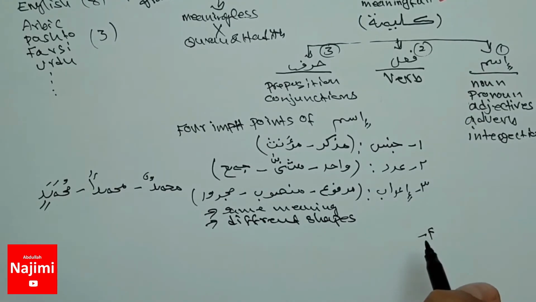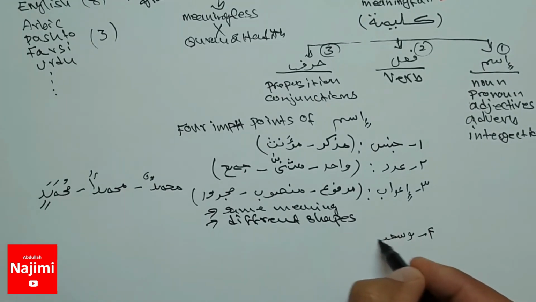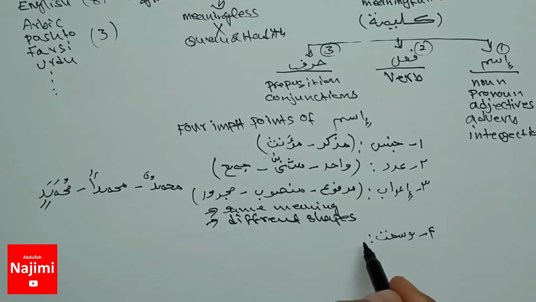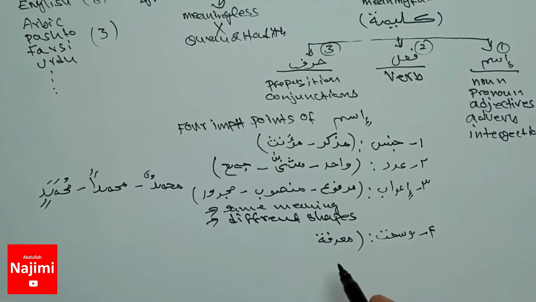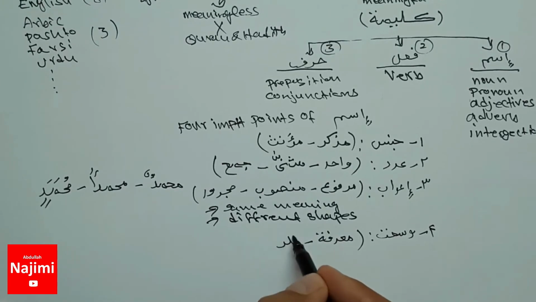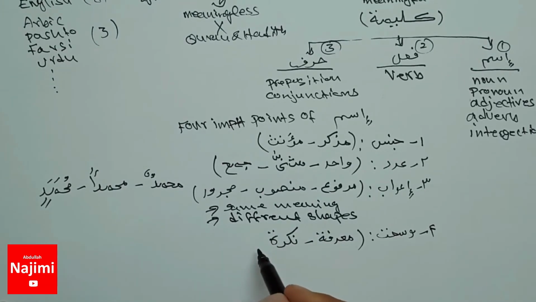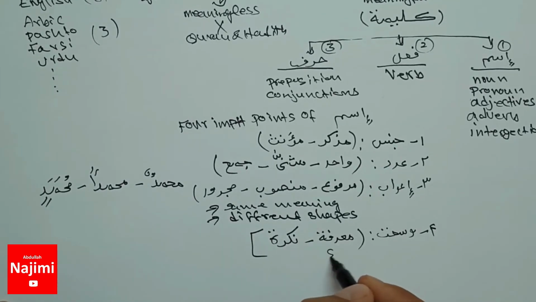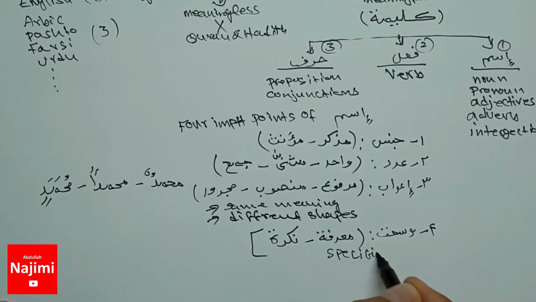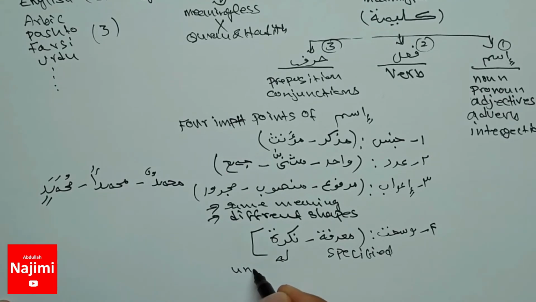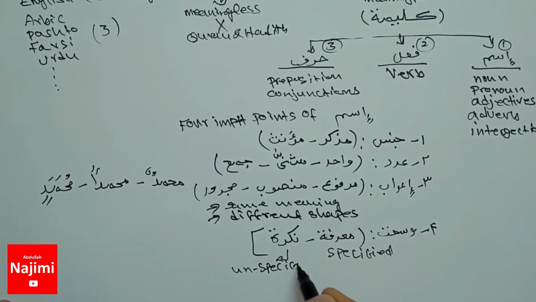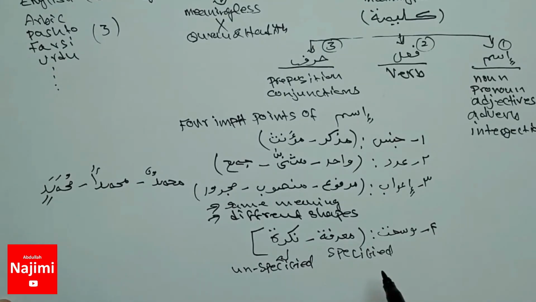So the fourth point is was'at. Was'at means capacity. So there are 2 points. Mu'arrifa means the introduced one, the recognized one. And the second is nakira. Nakira means unspecified, or not introduced one, unspecified ism.